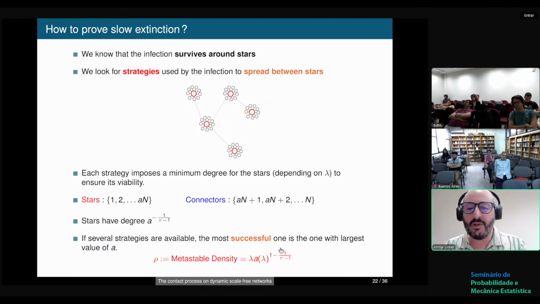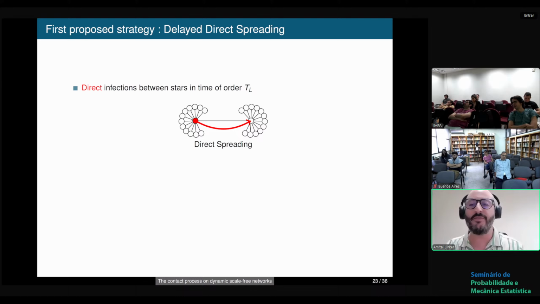So the metastable density can be computed as A to the power 1 minus 1 over tau minus 1 times lambda. This is basically saying you have a proportion A of stars, each one of them has this amount of neighbors, and you have lambda times this amount of neighbors infected. So you compute the product and you get the metastable density. Now, this is the first proposed strategy.